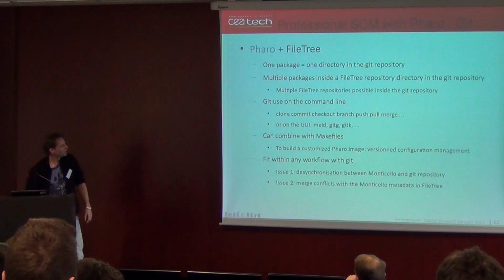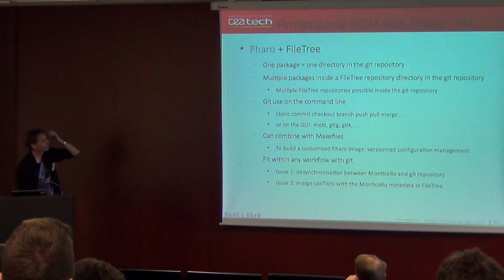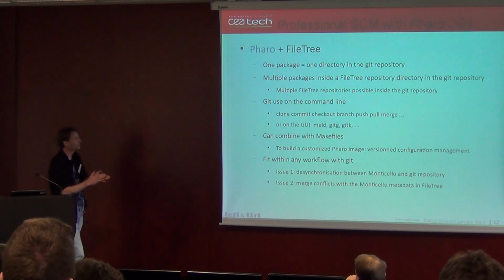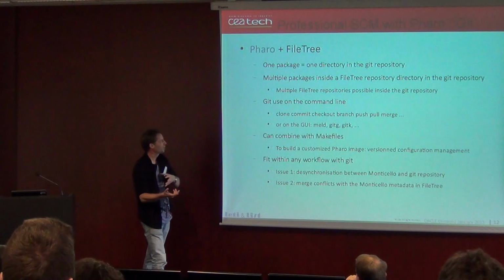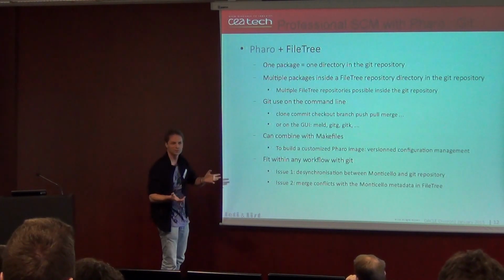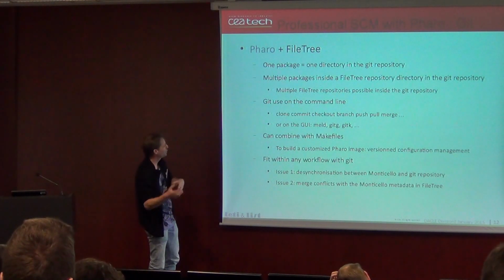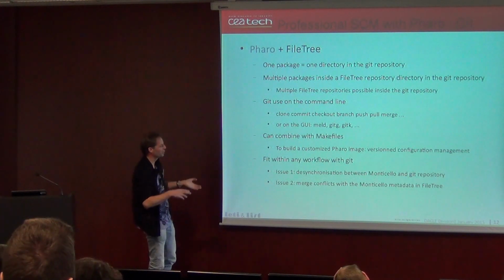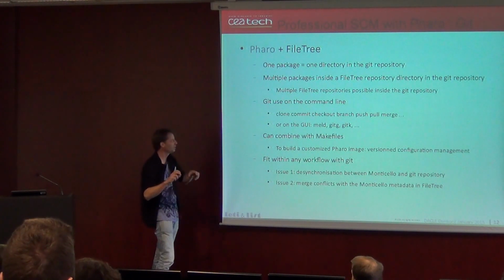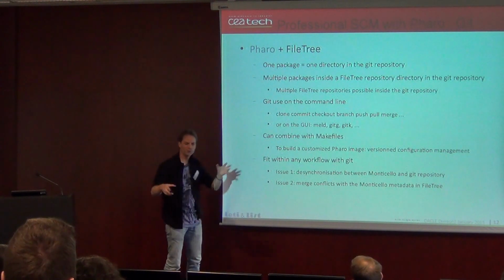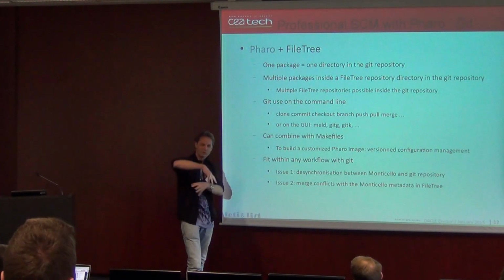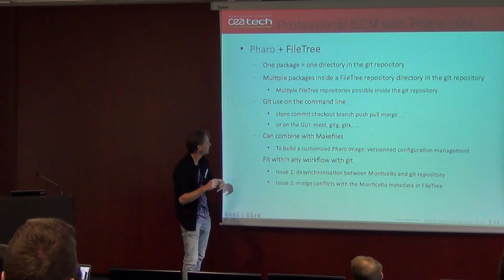Okay? So I'll give you an example with Git. So we start, we have Pharo, FileTree. One package is one directory in the Git. Okay? We can have multiple packages inside one repository, in one directory in the Git. We can have multiple FileTree repositories inside the same Git repository.